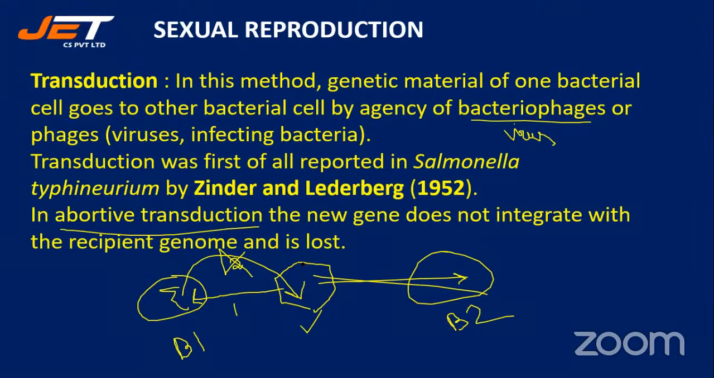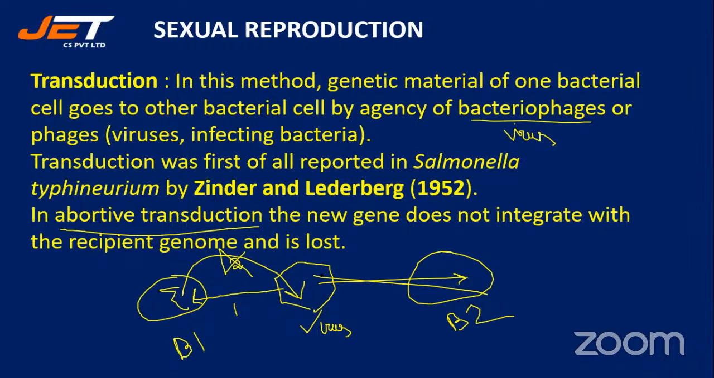Yeah, see. This is what happens in normal cases. In the normal case, this is a virus. I have written also it is a virus. So this virus will infect this bacteria. The genetic material of this bacteria will go to this virus. Now this virus will infect this bacteria, and the genetic material will be transferred here. So the genetic material of this bacteria gets transferred into B2 via virus.